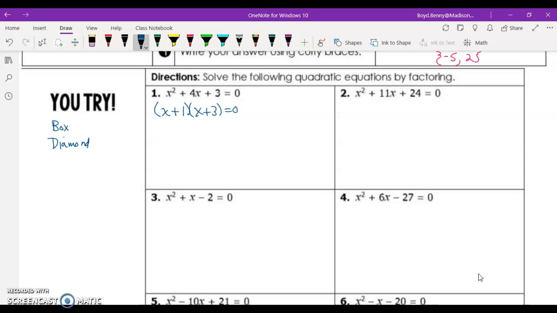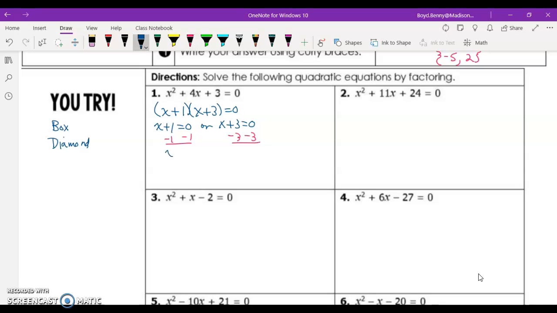Okay? So set each factor equal to 0 as the next instruction. So we'll do x plus 1 equals 0, or x plus 3 equals 0. All right, so let's see. What do we get here? Well, we need to solve each equation, so let's subtract 1 from each side, and over here we would subtract 3 from each side of the equation.